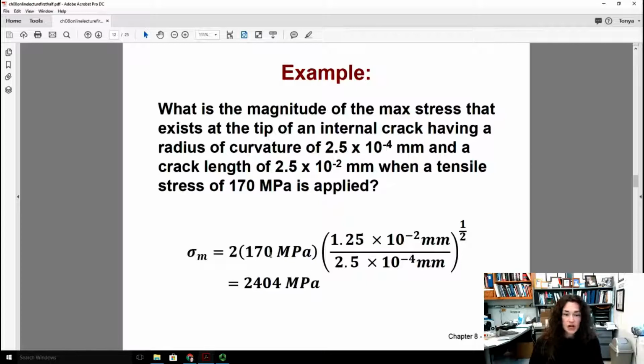So we're going to take 2 times 170 megapascals and multiply that times the square root of 1.25 times 10 to the minus 2 divided by 2.5 times 10 to the minus 4 millimeters. When you do that calculation, you get 2404 megapascals. Now that's a factor of 14 larger, so my stress concentration factor, K sub t, is 14, as compared to what my applied stress of 170 megapascals is. So you can see that the presence of this crack has magnified the stress by a factor of 14.